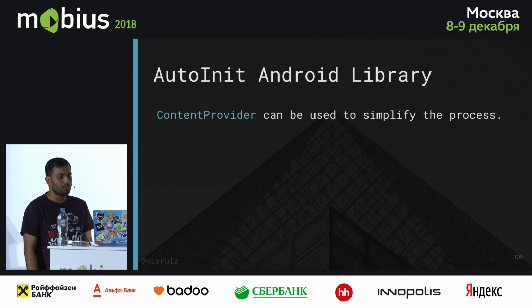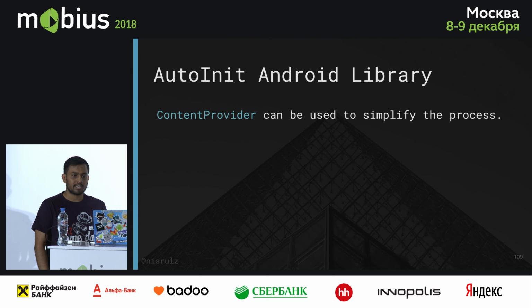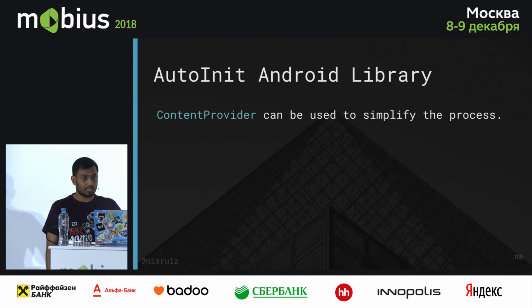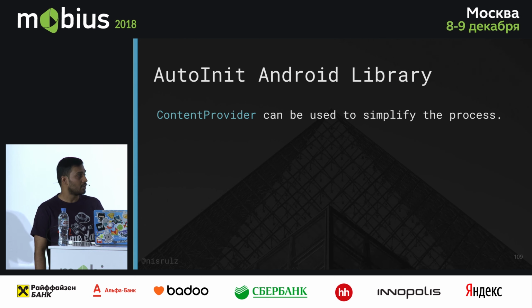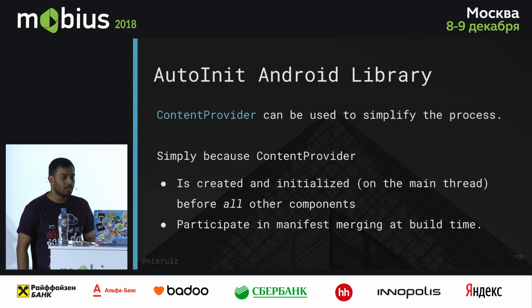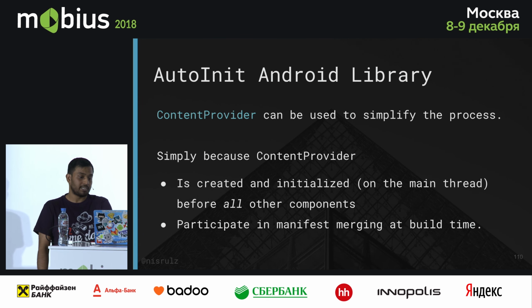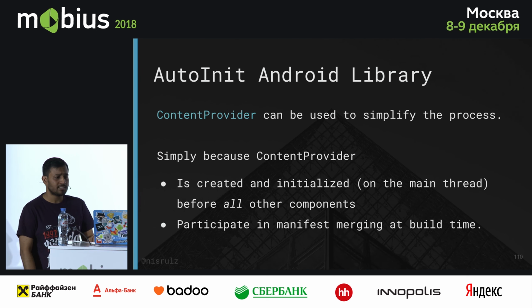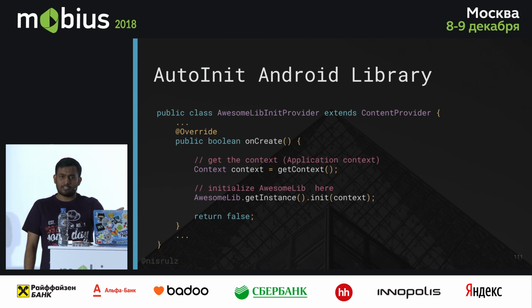So what I did was I basically thought about the process, and I wanted to figure out why a content provider is being used. So a content provider basically is being used in the process lifecycle owner library to simplify the process. That's because content providers are created and initialized on the main thread before all other components. It's like the first thing that will ever get initialized and also created. And they also participate in the manifest merger, merging at build time. So that's the thing. So I tried to do the same thing.